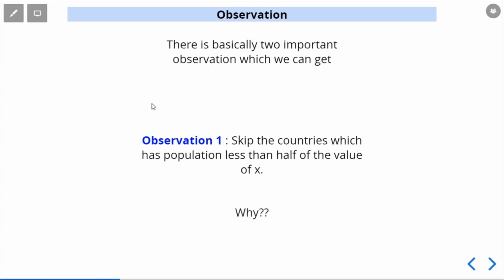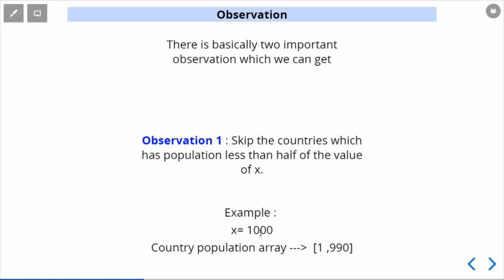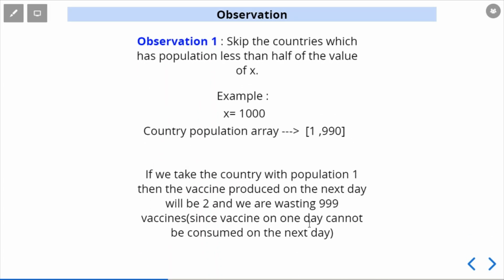So if a certain country has a population less than half of the value of X, then skip that country. Why do we need to skip that country? Let's take an example. Suppose X equals 1000 and the populations of the countries are 1 and 990. If we deliver these 1000 medicines to the country with population 1, then the vaccines produced on the next day will be only 2, because we have cured only one single person. And we are wasting 999 vaccines on day 1.